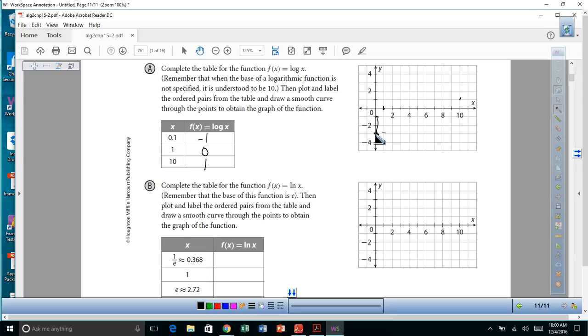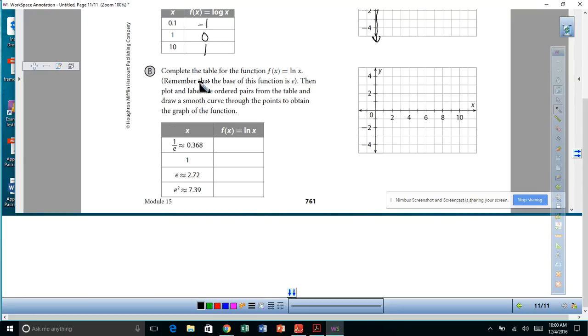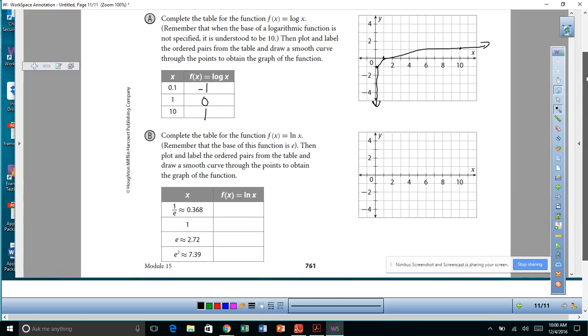So it gets real close there, and it curves around, and looks something like that. Complete the table. All right, for this one here.